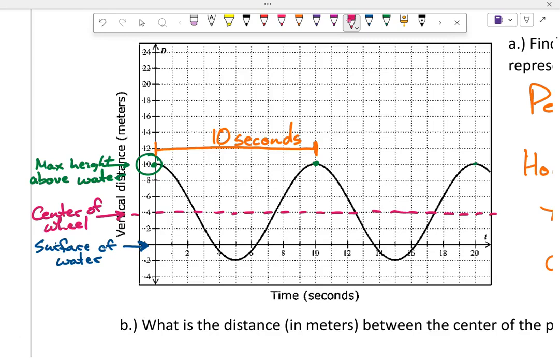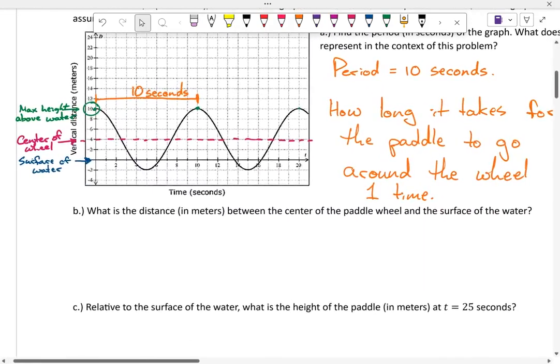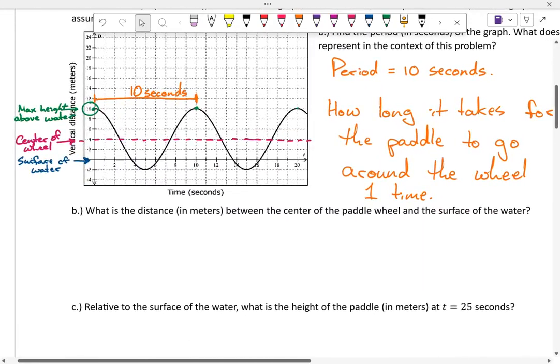The center of my clock is where the two hands meet, right there in the center. That would be the center of the circle. And if I was to model that out with the sinusoidal graph, that would be my midline. Okay? So, again, the question: what is the distance in meters between the center of the paddle wheel and the surface of the water? We've marked both of those. What's our distance?